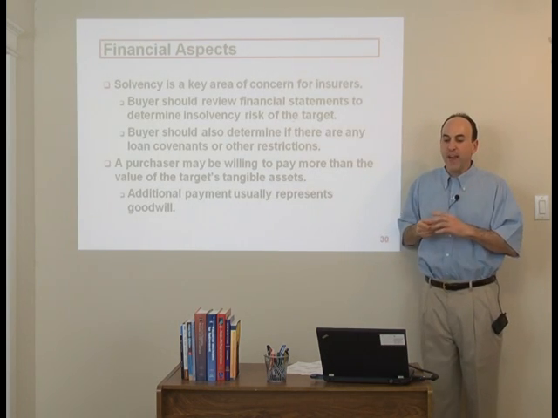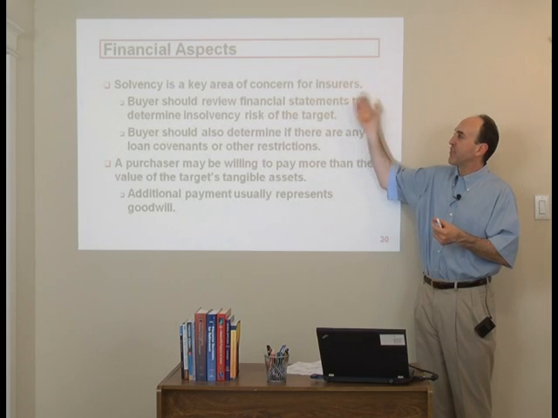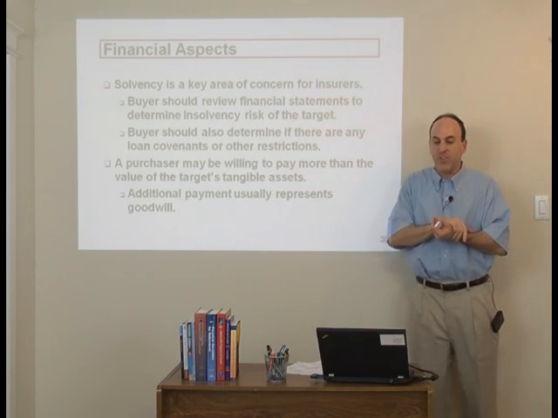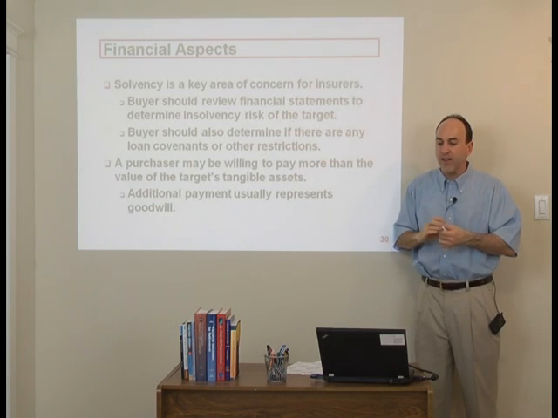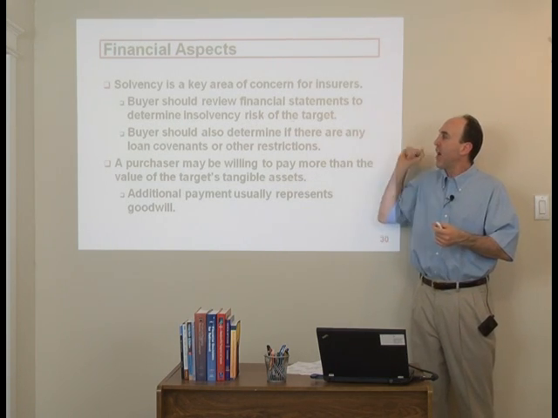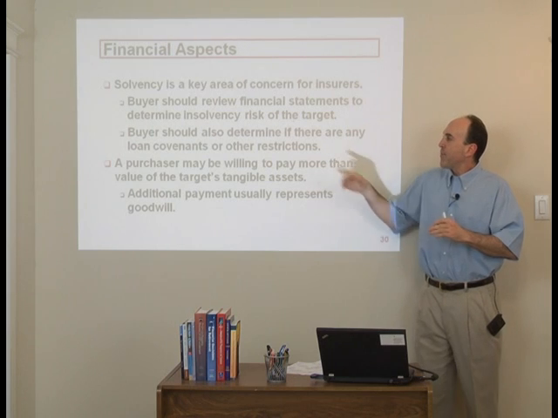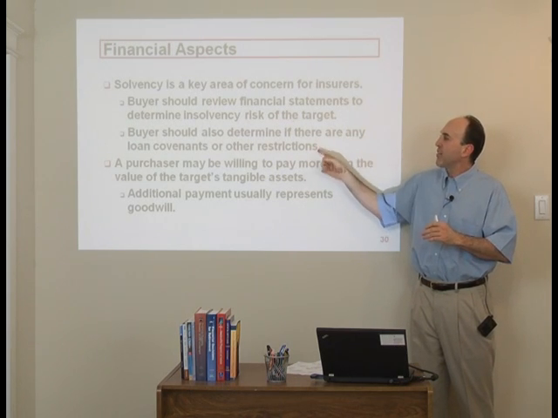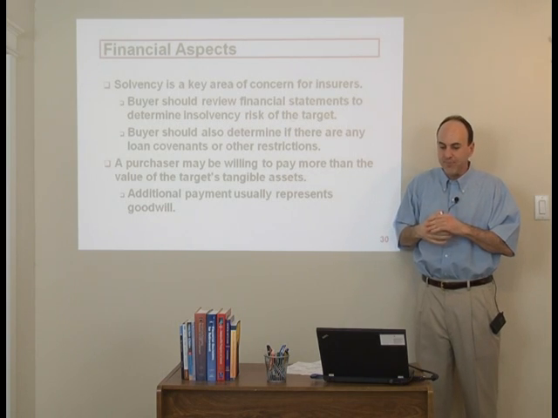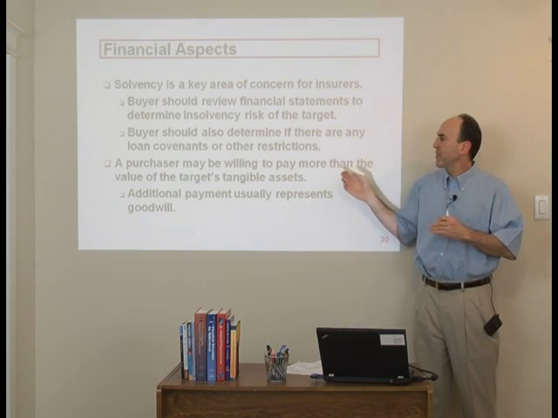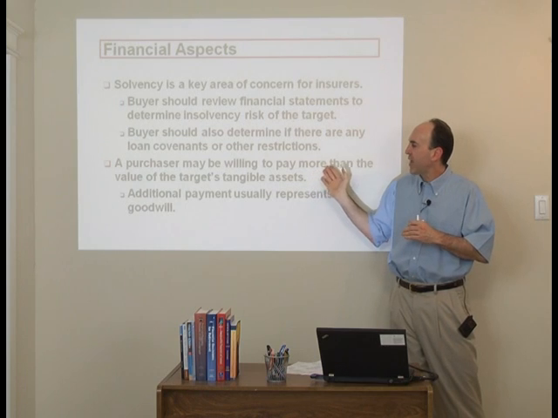Now, financial aspects include things like solvency. Solvency is a key area of concern for insurers. The buyer should review the financial statements of the target to determine any insolvency risk of the target. The buyer should also determine if there are any loan covenants or any other restrictions before purchasing the target. Purchaser may be willing to pay more than the value of the target's tangible assets.